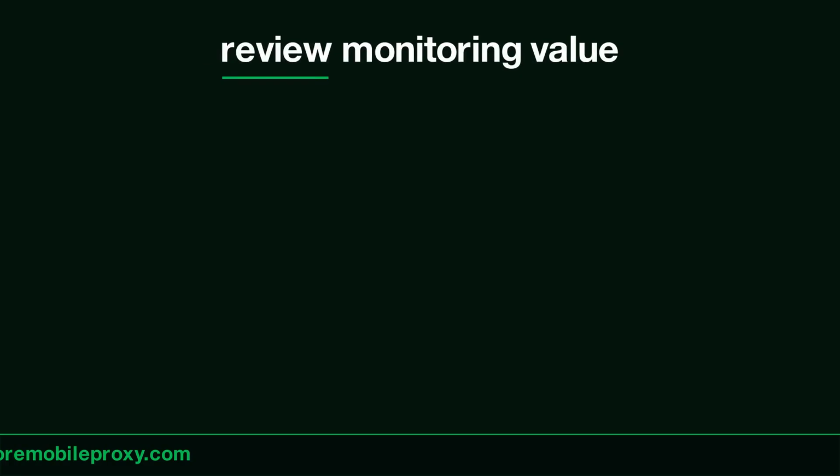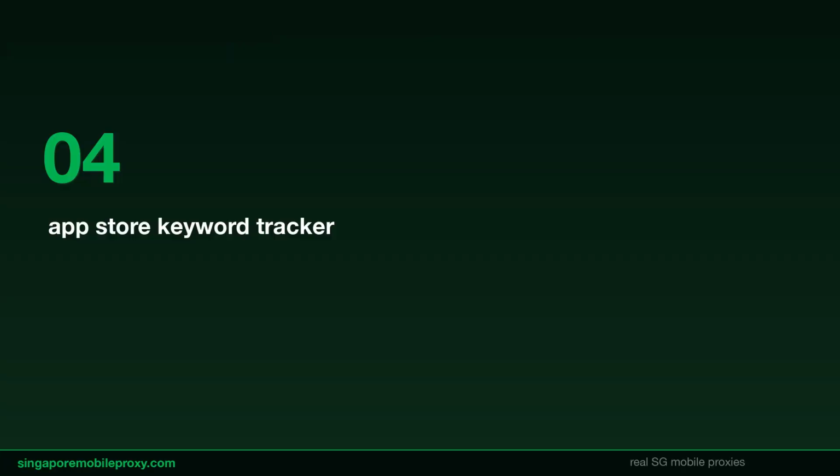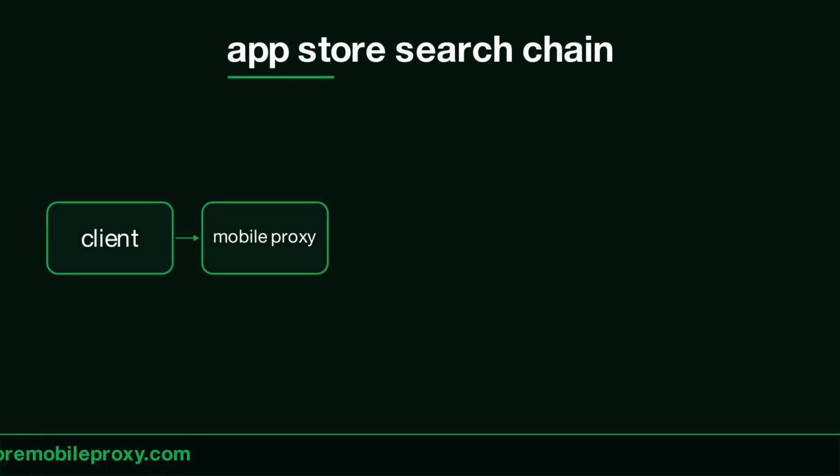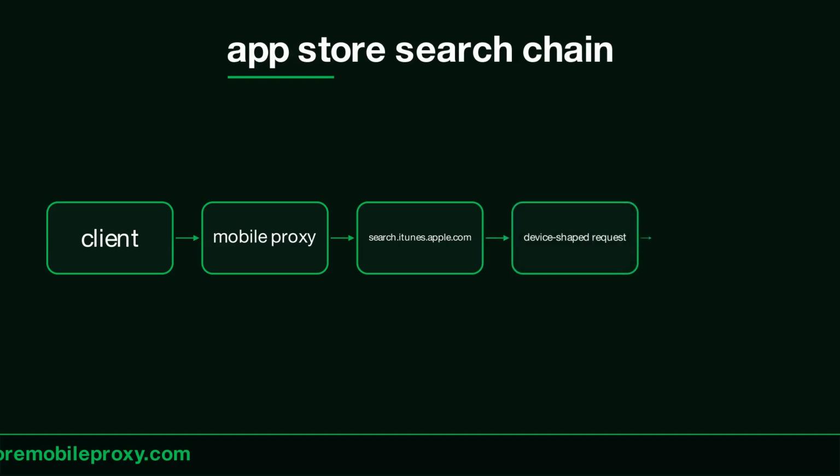Title, subtitle, keyword field for iOS, short description, full description, screenshots, ratings all change by store. Your competitor's iOS SG metadata is not the same as their iOS US metadata, and reading both gives you ammunition for your own metadata strategy. Third is review monitoring. Reviews surface differently per geo. The most recent reviews on the SG store influence SG ranking signals, but do not influence US ranking signals. Tracking reviews per store gives you a localized signal map.